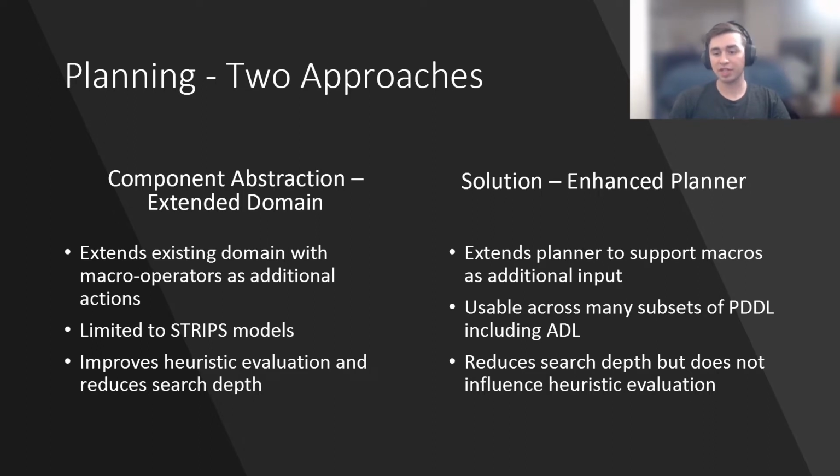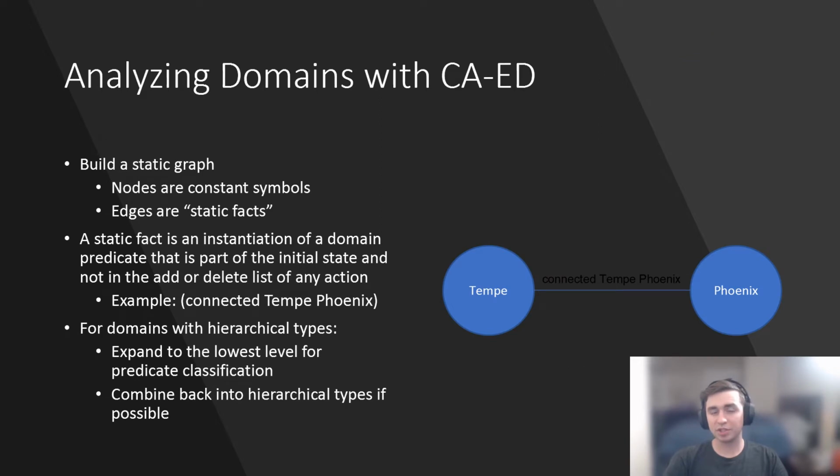It reduces search depth, but does not influence heuristic evaluation, as we'll get into a little bit later. The first step to generating macro actions is to analyze the domain. In the planning paper, this is done in the component abstraction enhanced domain approach by building a static graph.